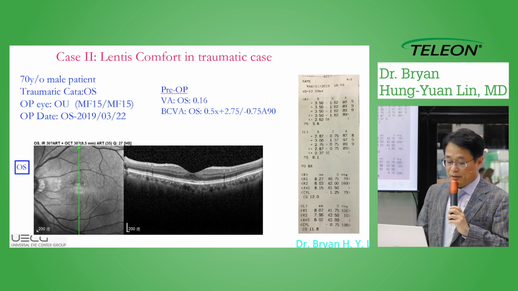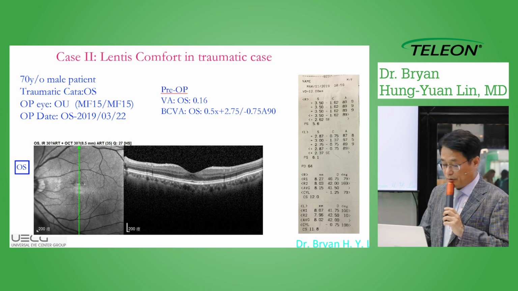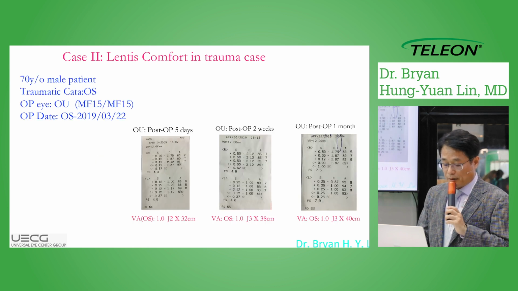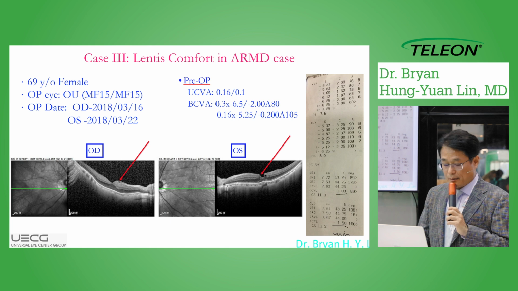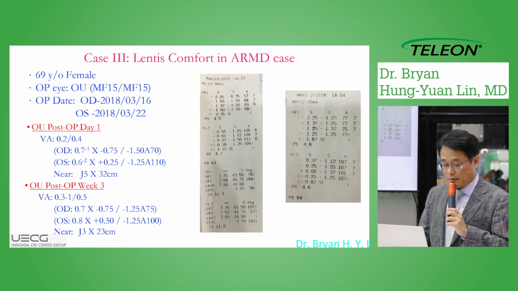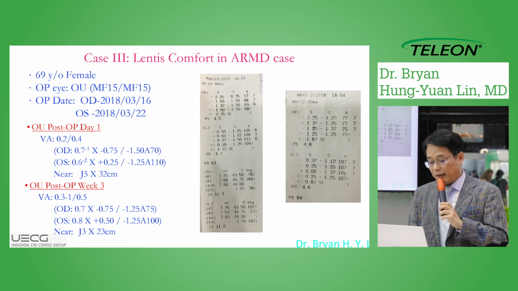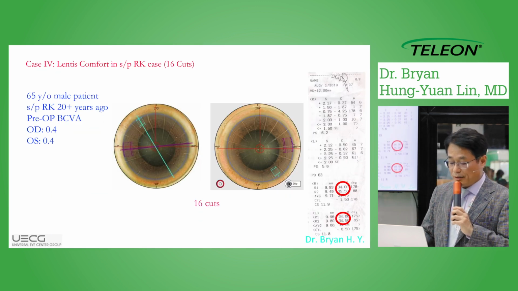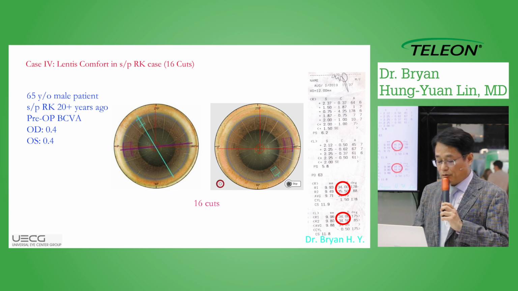The second case is using LENTIS Comfort in a traumatic eye. This patient achieved nearly 20/20 vision on the first day post-op, and reached 20/20 on the first month post-op. The third case, we use LENTIS Comfort in a mild ARND case. Post-op, this patient was very happy and very satisfied with the visual quality, including night driving. Case 4 involves a post-RK patient with 16 cuts more than 20 years ago.